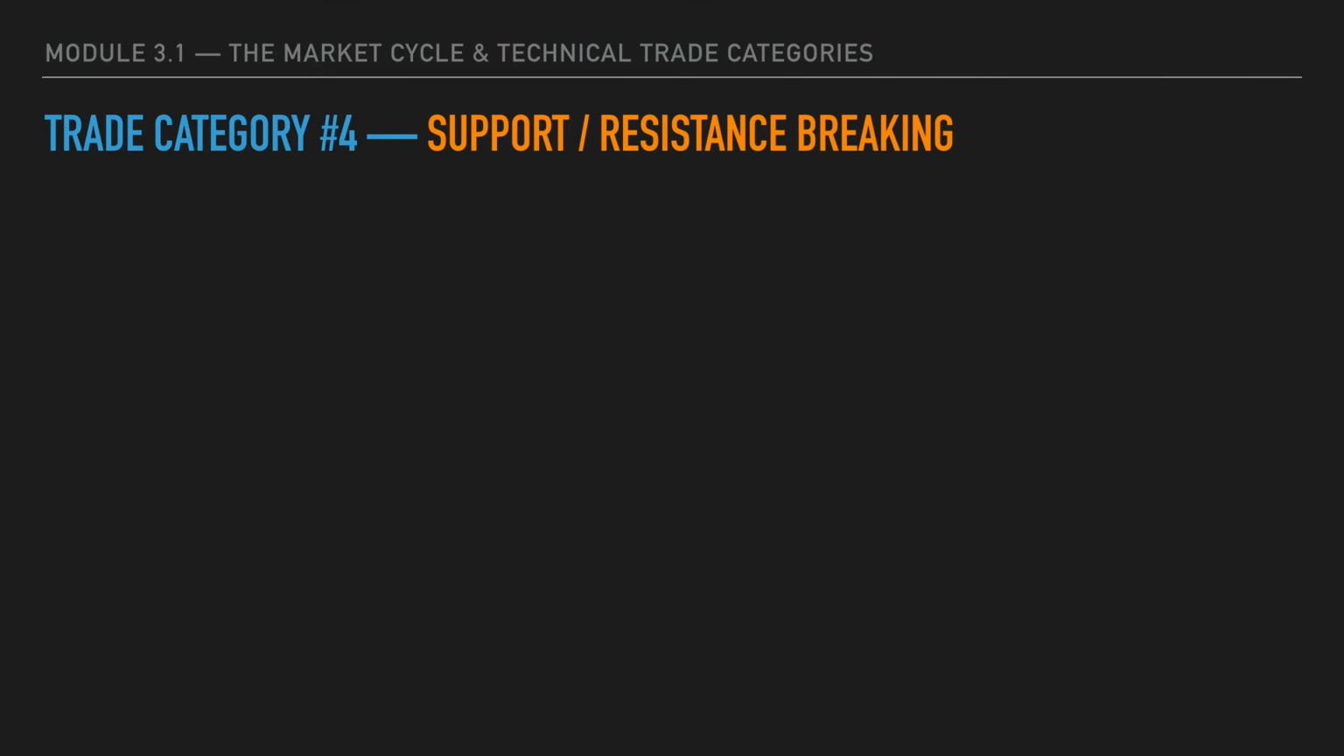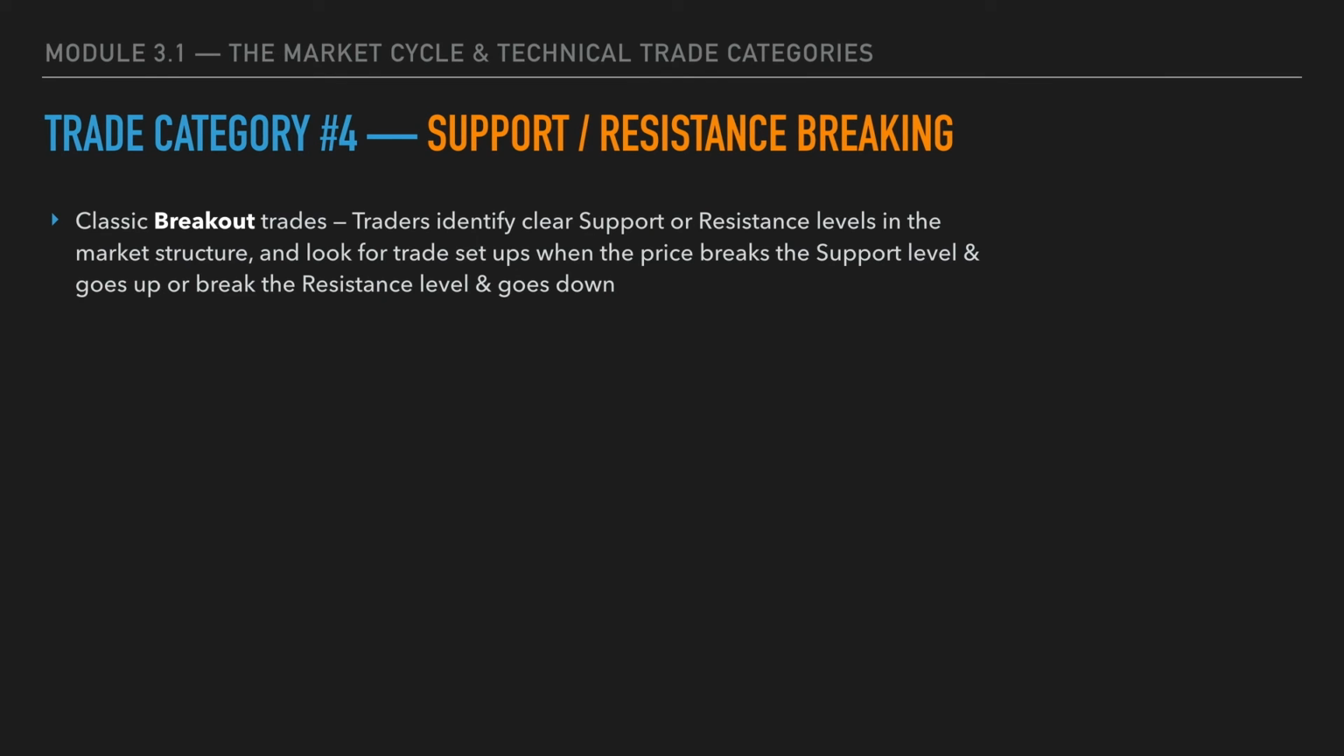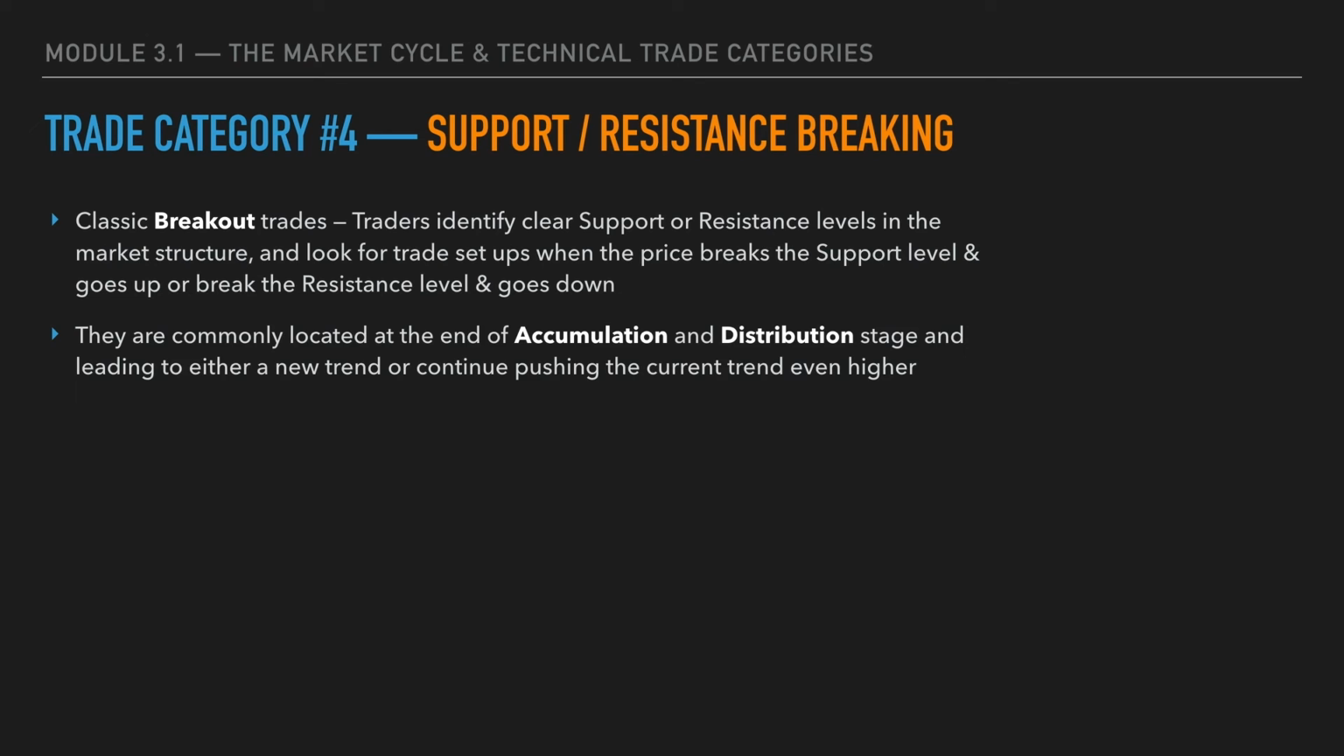The last category is the support resistance breaking trades. It's also known as the classic breakout trades. Traders identify clear support or resistance levels in the market structure and look for trade setups when the price breaks the support level and it goes down, or breaks the resistance level and it goes up. They are commonly located at the end of the accumulation and the distribution stages, leading to either a new trend or continue pushing the current trend further.